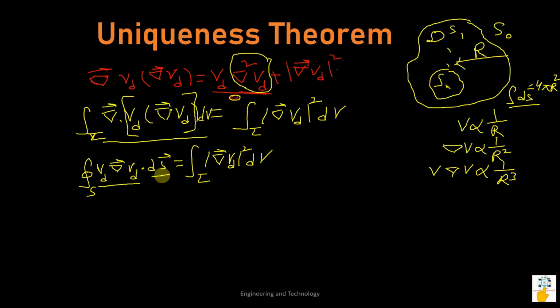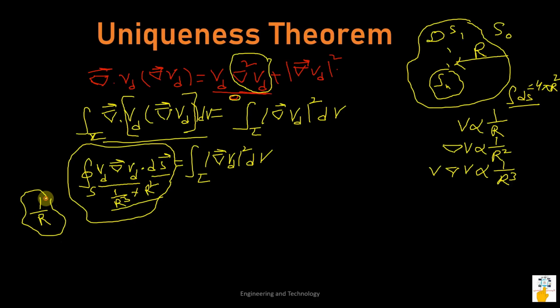This will increase as r square. So this is decreasing as 1 upon r cube, and this is increasing as r square. So the resultant will be 1 upon r. So this complete term will vary as 1 upon r. If r is very large, this whole term will be equal to 0.